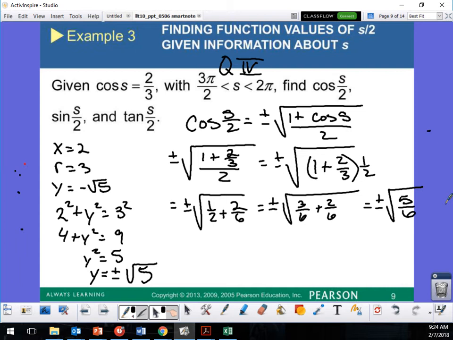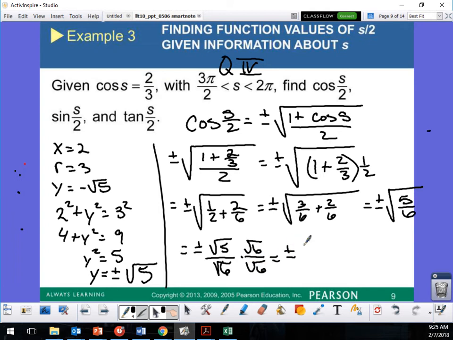So I separate my fraction. Again, bring down my equals plus or minus the square root of 5 over the square root of 6. And then, can I leave it like that? No, I need to rationalize. Multiply top and bottom by rad 6, right? Plus or minus the square root of 30 over 6.